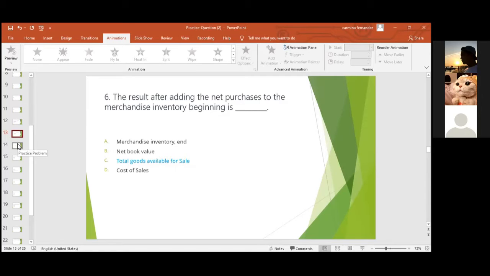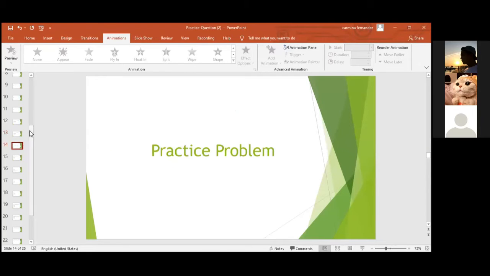Para makuha natin yung goods available for sale, di ba? I-add natin yung merchandise inventory sa net purchases. Next. And dito naman sa practice problem naman tayo.